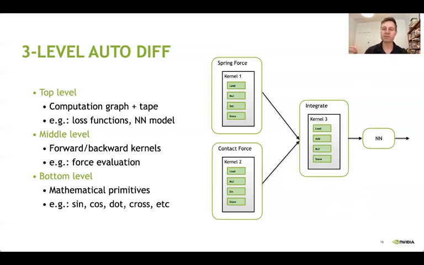And a sort of example of this is maybe just a simple spring-based integrator. And we have one kernel for calculating our spring forces, one kernel for calculating contact forces. We plug both those into an integration node in the graph, and the output of that goes into a neural network and a loss function.